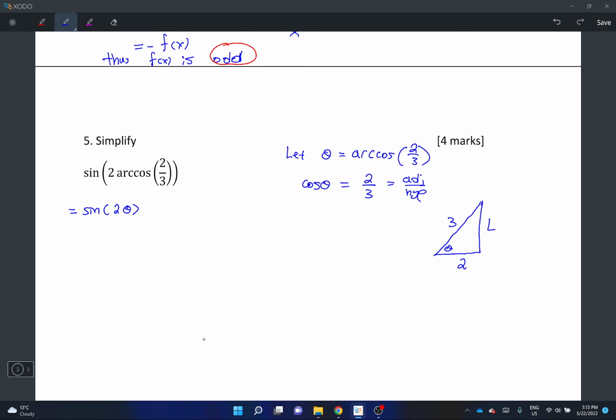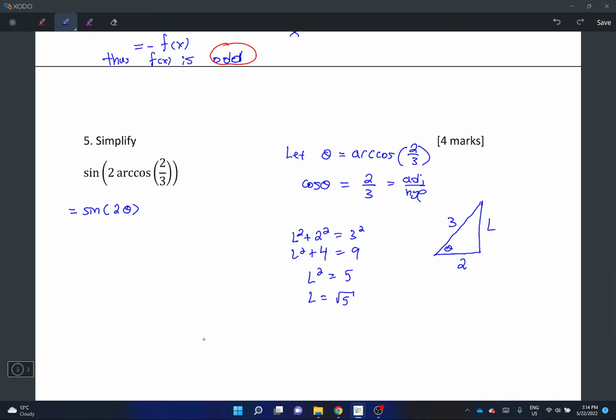Okay, next. If you've done enough of these, you realize you always need to find that missing side. We're going to find that missing side like we always do using Pythagorean theorem. L squared plus 2 squared is equal to 3 squared. So L squared plus 4 is equal to 9. So L squared is equal to 5. It means L is equal to the square root of 5.